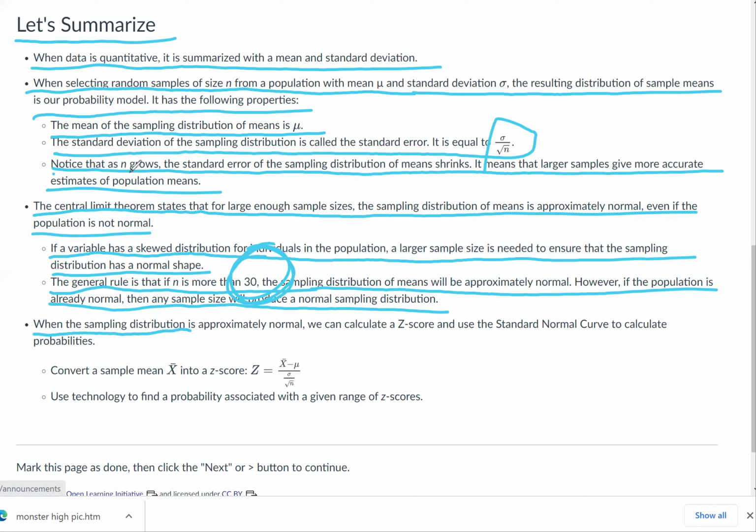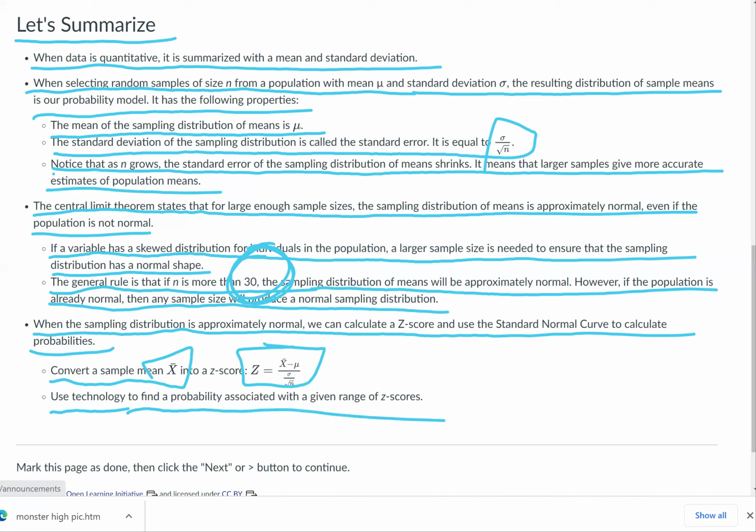When the sampling distribution is approximately normal, we can calculate a z-score and use the standard normal curve to calculate probabilities, as we saw on the previous page. We'll convert a sample mean x bar into a z-score with this formula, very similar to the old one, except now it's x bar, the sample mean, minus mu, the population mean, divided by not just sigma, but sigma over the square root of n. We then use technology like an applet or a graphing calculator or some website that does it for us to find a probability associated with the given range of z-scores.